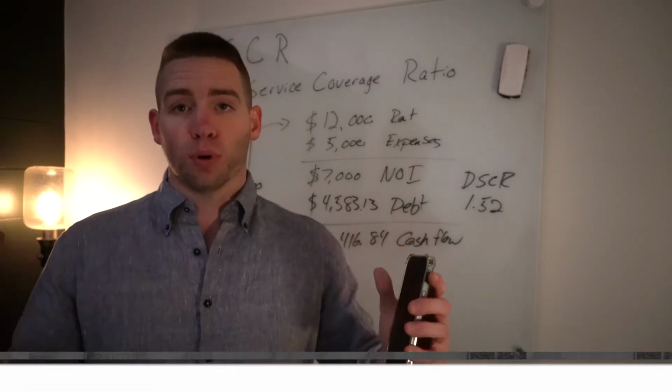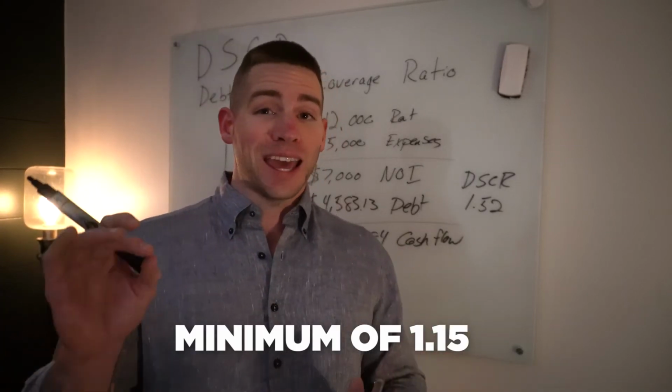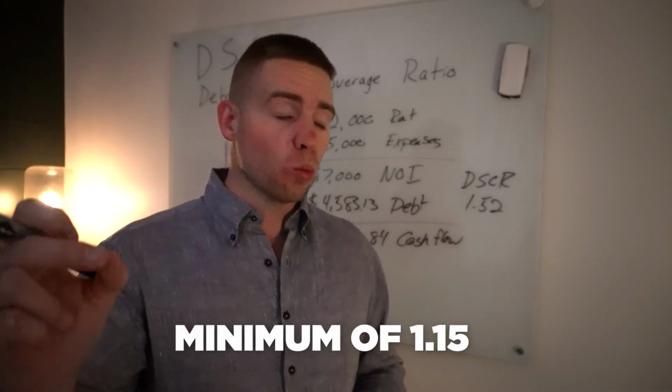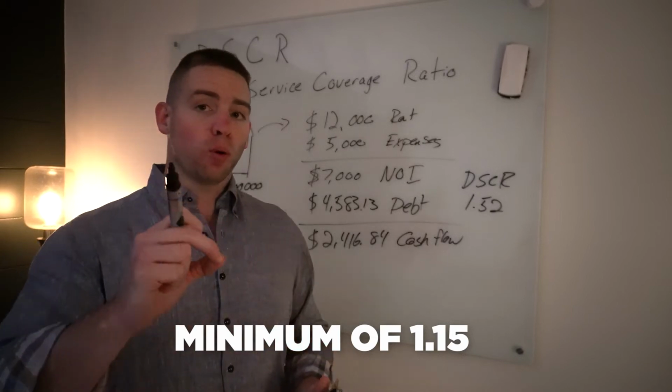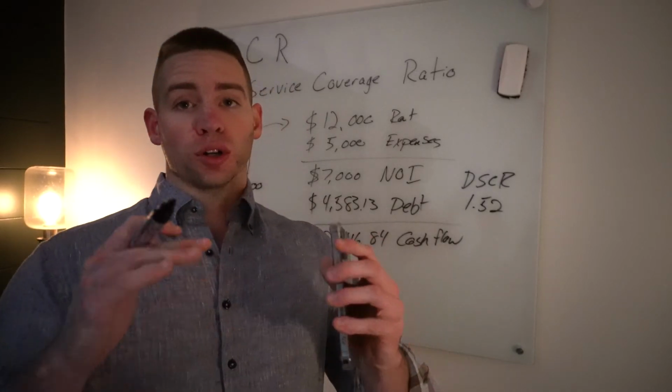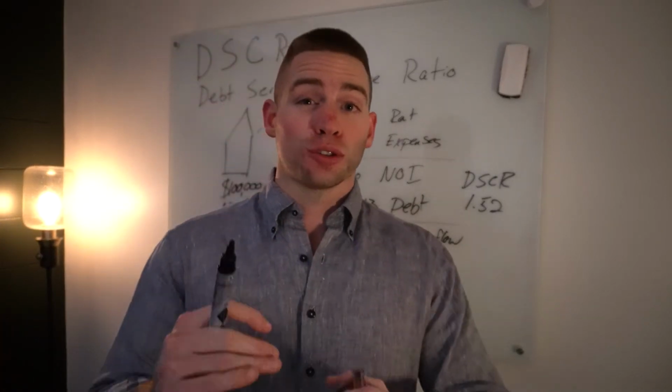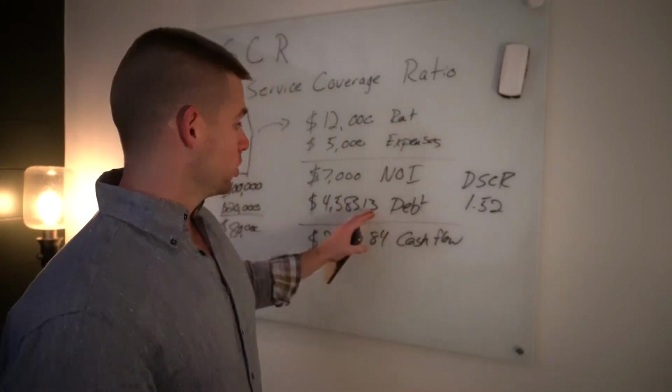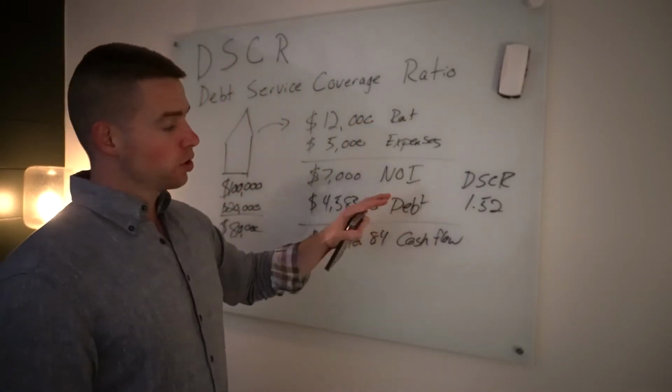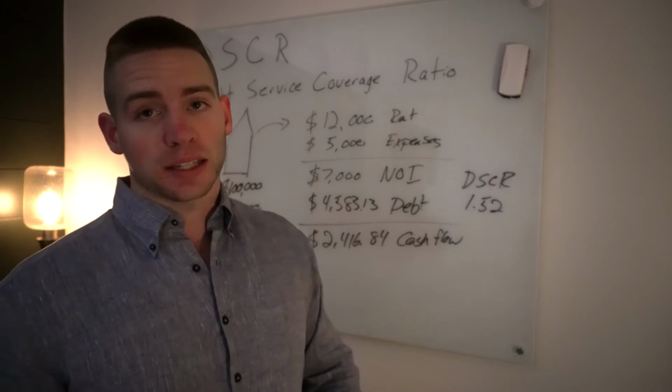Lenders across the board are going to want normally a minimum of 1.15. Okay, 1.15 in order to give you a loan. They want to make sure there's more money than they're going to have in debt payments, in order to be able to cover these in case something unexpected happens.